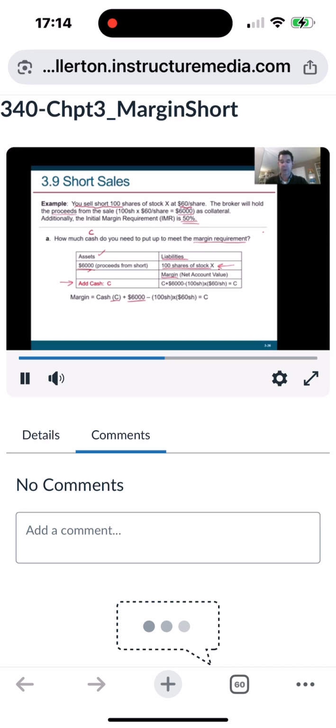How much are the shares worth? Well, 100 shares at $60 per share. Okay, you're going to see that's going to cancel out, and my account margin is going to start at just whatever cash was in my account. And that makes sense if you think about it, because I started with cash sitting in my account, and then everything else, I borrowed shares and sold them.